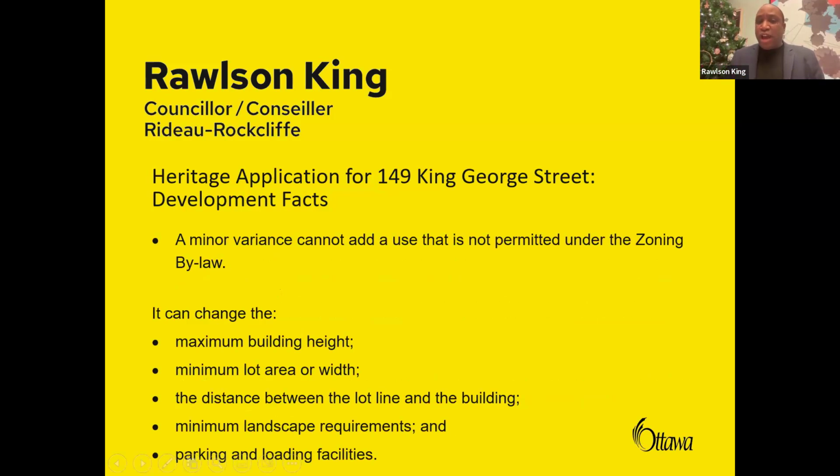A minor variance cannot add a use that is not permitted under the zoning bylaw. So it's primarily designed to change either the maximum building height, the minimum lot area or width, the distance between the lot line and the building, minimum landscape requirements, and parking and loading facilities. So those are the items that would actually be considered at Committee of Adjustment. Next slide.